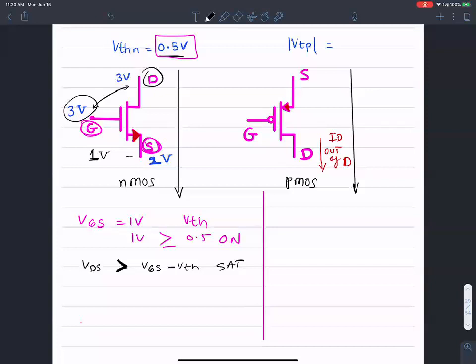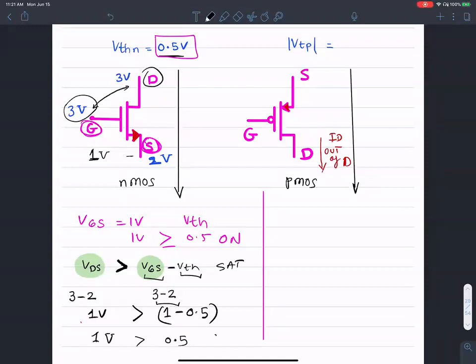But we can do the math now. What's the value of VDS? VD minus VS, which is 1 volt. Compare that to VGS minus VTH: VG, 3 volts, minus VS, that's 1 volt, minus, don't forget this VTH, 0.5. So when the VD value and the VG value are the same, then VDS is definitely going to be greater than VGS minus VTH. So it is in saturation region. Make sense?